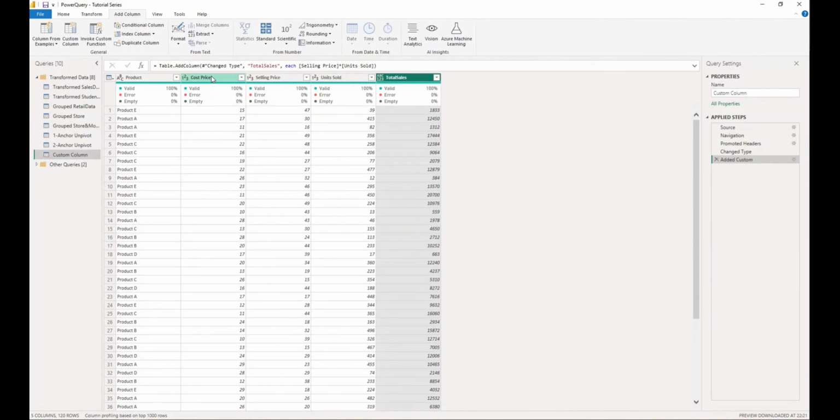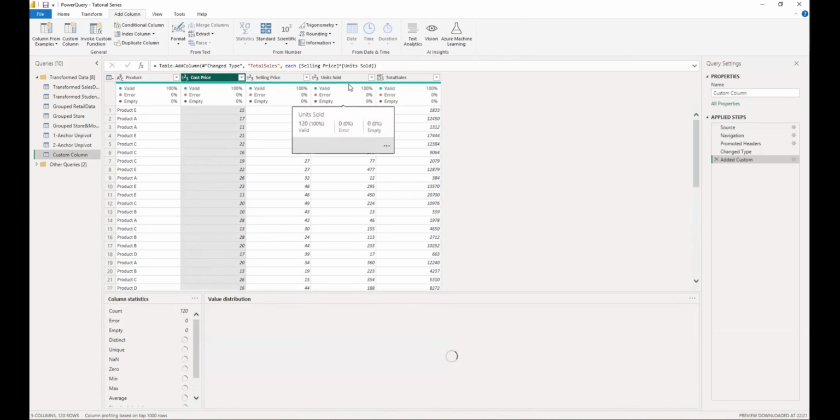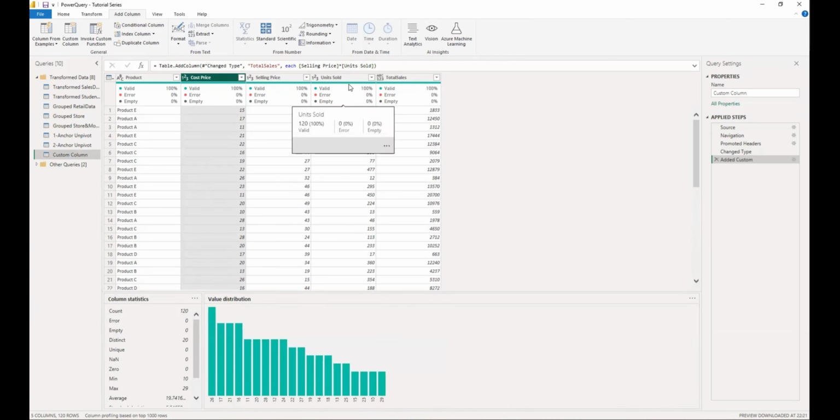Cost of goods sold is cost price times units sold. That is COGS. People call it COGS. Cost of goods sold, right?